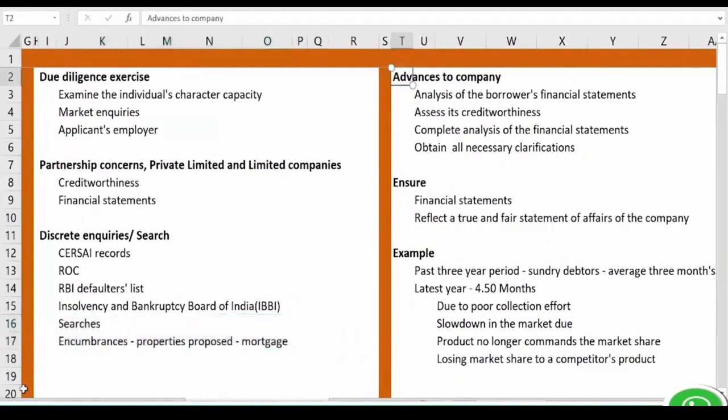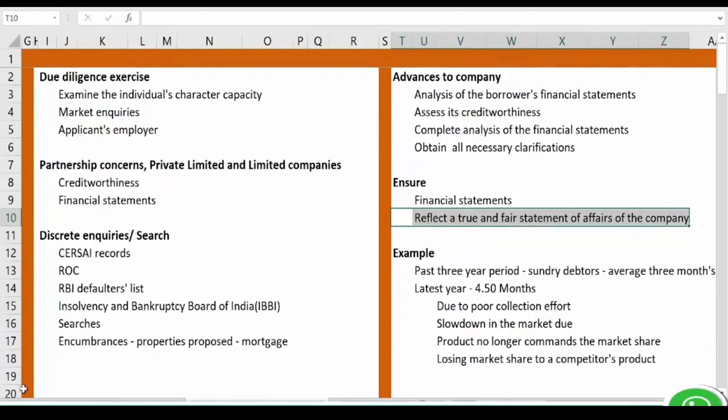And whenever bank is going to give advances to company, they have to carry out analysis of the financial statements of the borrower so that they can assess the credit worthiness. Here they should carry out complete analysis of financial statements, and for doing this analysis they should get all the necessary information, and they should also ensure the financial statements submitted to the bank is reflecting true and fair statement of affairs of company. It means it should not be with any qualification by auditors. It should be true and fair.